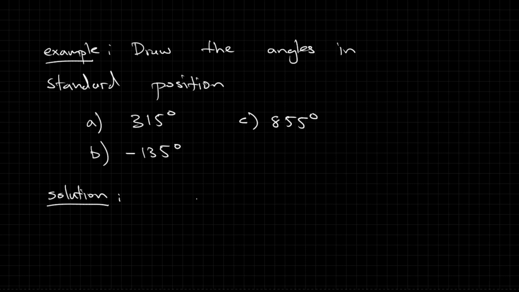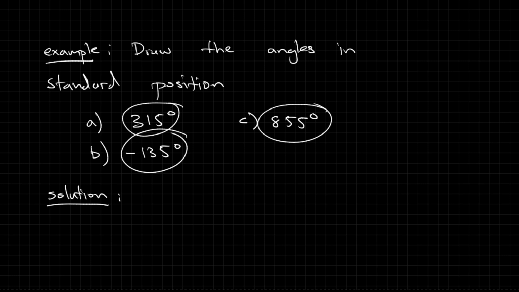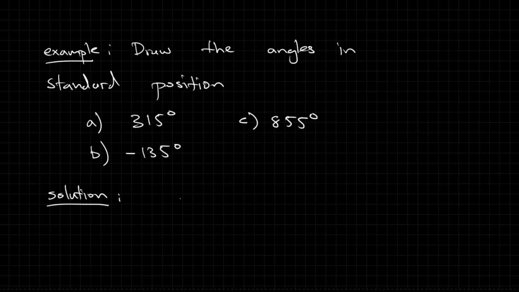Let's see how we can use our knowledge about what those quadrantal angles and the images of 30, 60, and 45-degree angles look like in order to draw other angles. So we have 315 degrees, negative 135 degrees, and 855 degrees. Now there are a number of different ways to do this. I'll show you what I think is easiest.